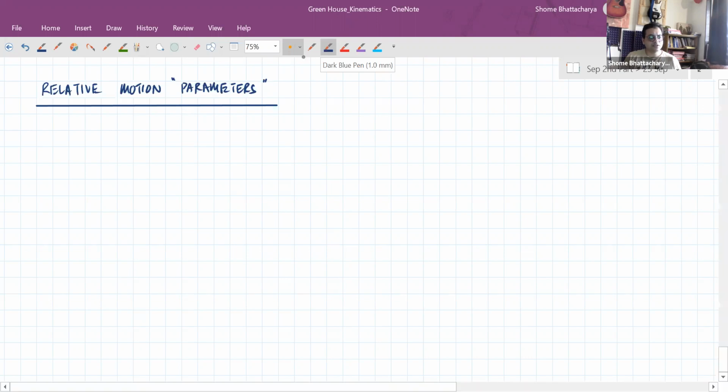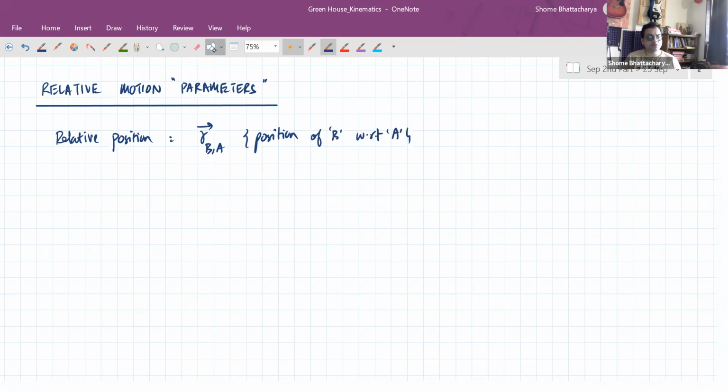Like we had started in kinematics by understanding the parameter called position, here also we'll start by understanding the parameter called relative position. Let us say we are saying position of B with respect to A. We use this kind of notation: whatever subscript we write, if it is B comma A, it means position of B with respect to A, or relative to A. If we had written A comma B, then it would have been of A with respect to B.